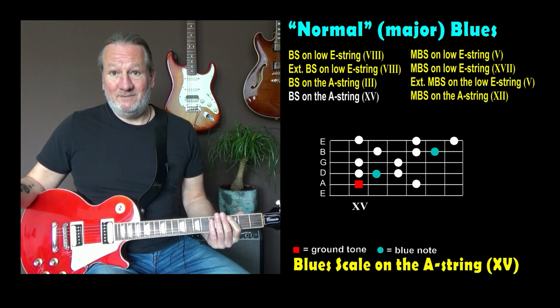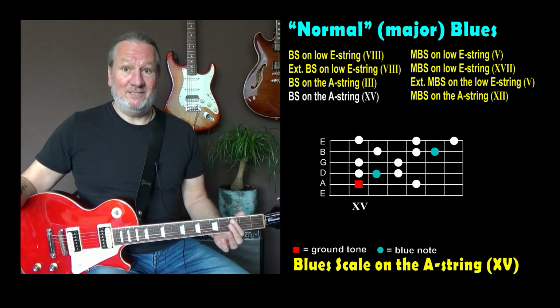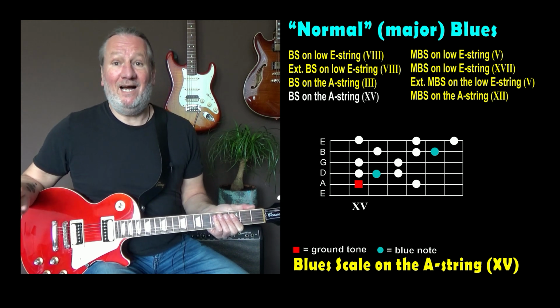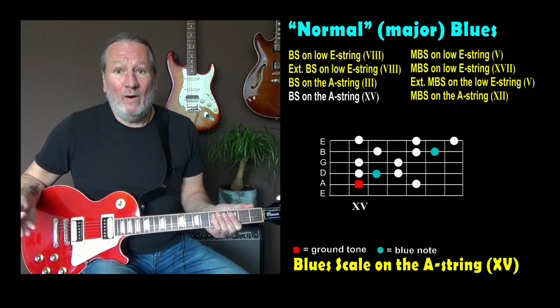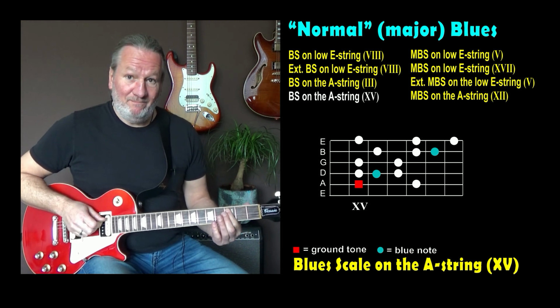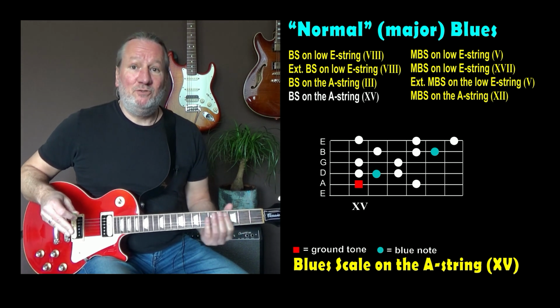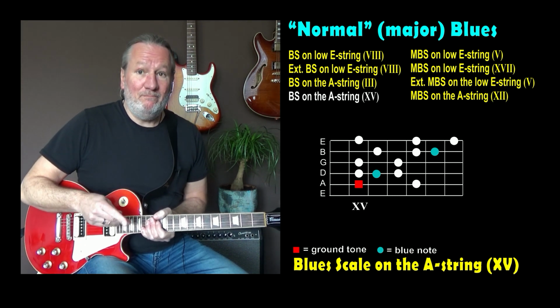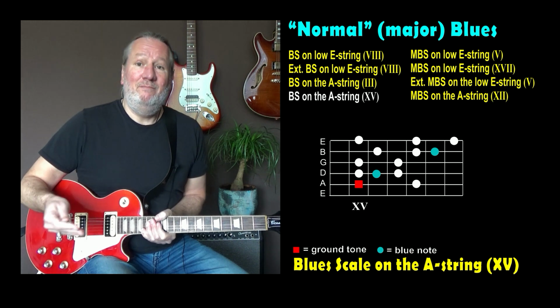So what is this? Well, this is exactly the same scale as we just played, only 12 frets higher. So one octave higher. So instead of starting at the third position, we start at position 15. 12 frets higher. 3 plus 12 makes 15.